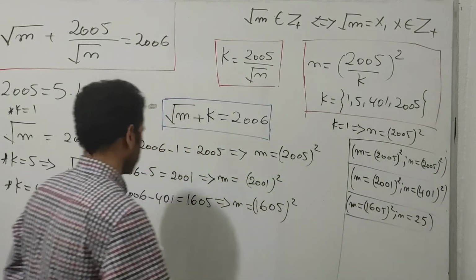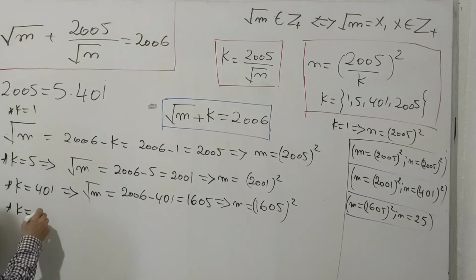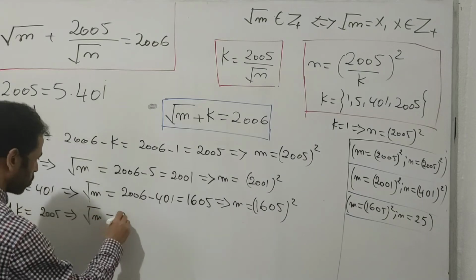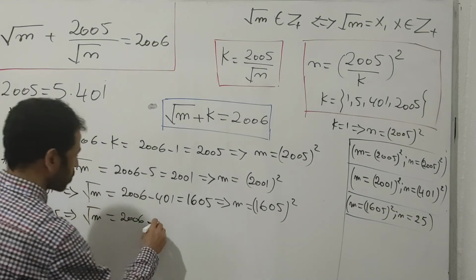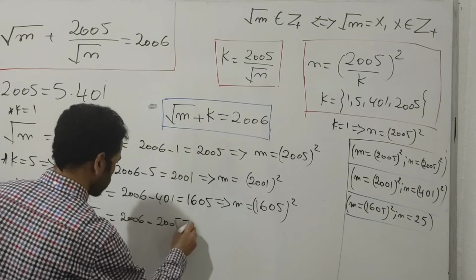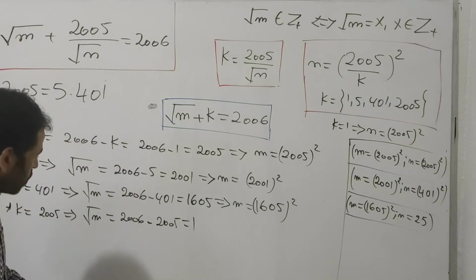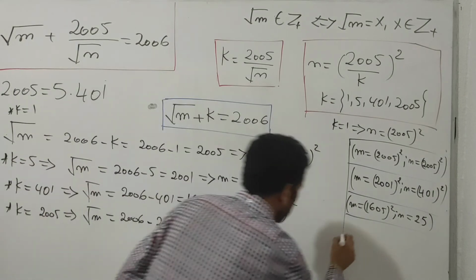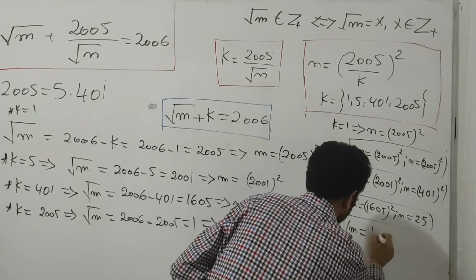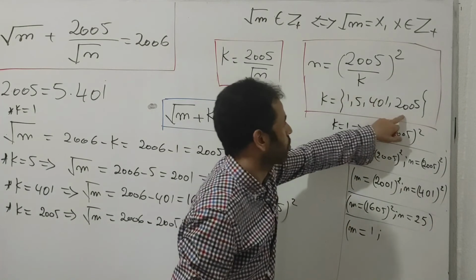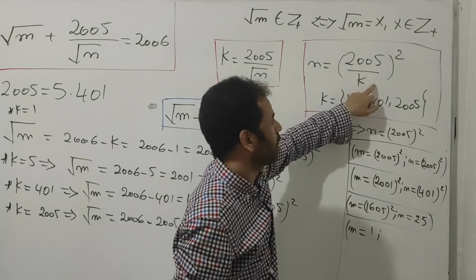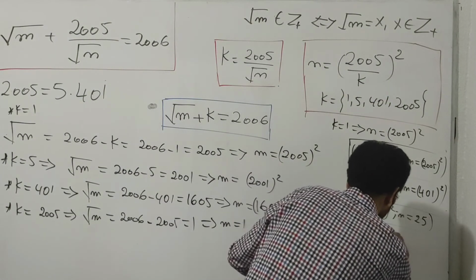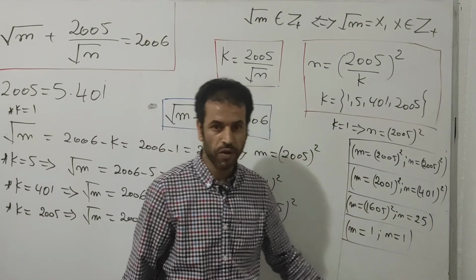I'm going to look for the fourth solution, when we have k equals 2005. We'll have square root of m equals 2006 minus 2005 equals 1. This is very simple. The square of 1 equals 1, so we'll have m equals 1. For n, by inserting k with 2005, the 2005 cancels out and I will be left with 1 squared, which is 1. So n equals 1. These are the only 4 solutions that I found. I have done with this problem.